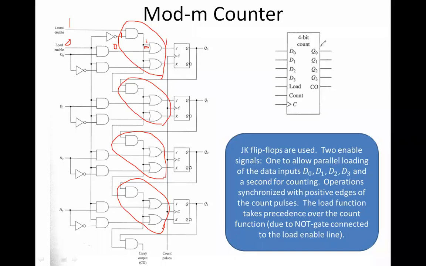So as usual, we have the JK flip-flop. We'll have 1, 2, 3, 4, 4 JK flip-flops. And now can you tell me, is this structure synchronous or asynchronous type?